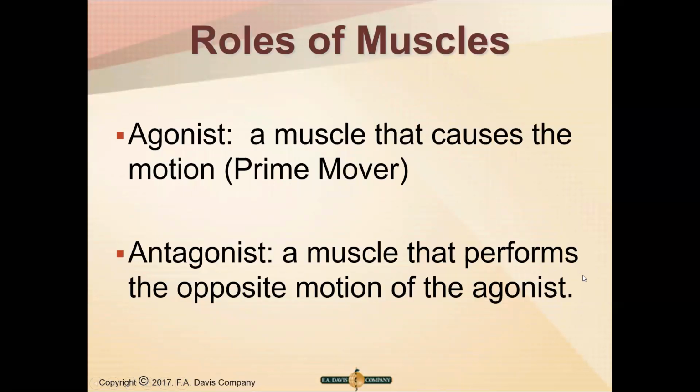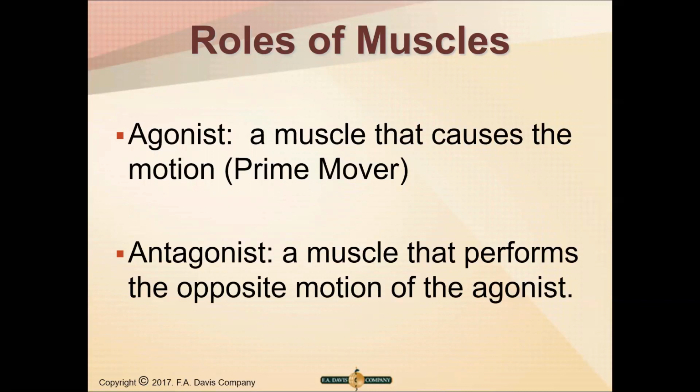So, agonist versus antagonist. If you get nothing else out of this lecture, this is one of the important things you have to get. I mean, the contractions are important too, your eccentric versus concentric, but agonist and antagonist for some reason is a really difficult concept for students. The agonist is the muscle that is causing motion. It is the prime mover. The antagonist is the muscle that is actually causing resistance. It performs the opposite motion of the agonist, right?